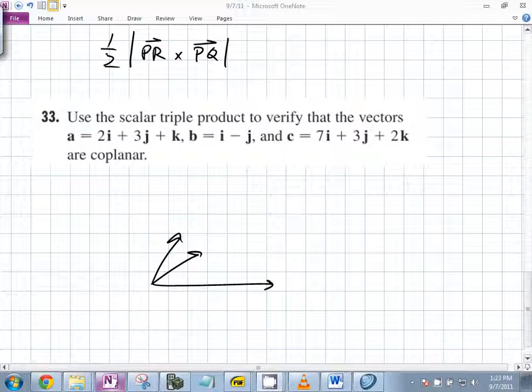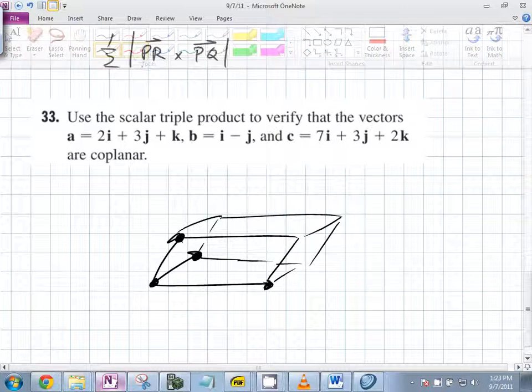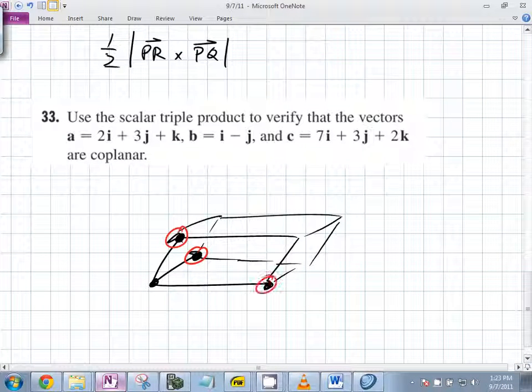The same initial point. You can draw this parallelepiped. You see this right here? Okay, so here's the deal. Here are the 3 points. The 3 points have the same initial point, so they are right here, here, and here. If those 3 points are in the same plane, what is the volume of the parallelepiped that they form? Nothing. 0. It is 0. If they're coplanar, there's no height to it, right?